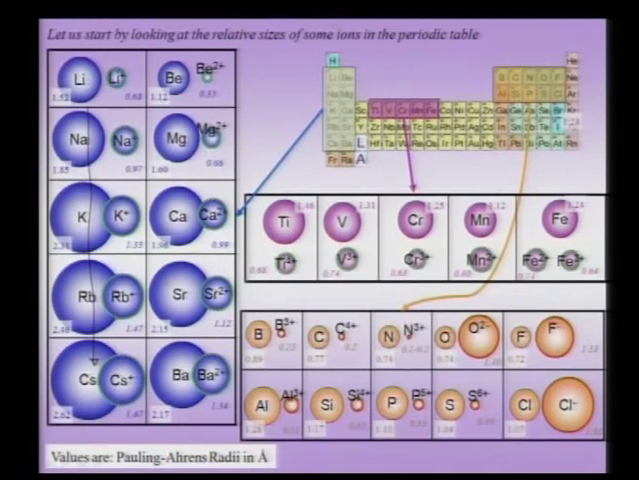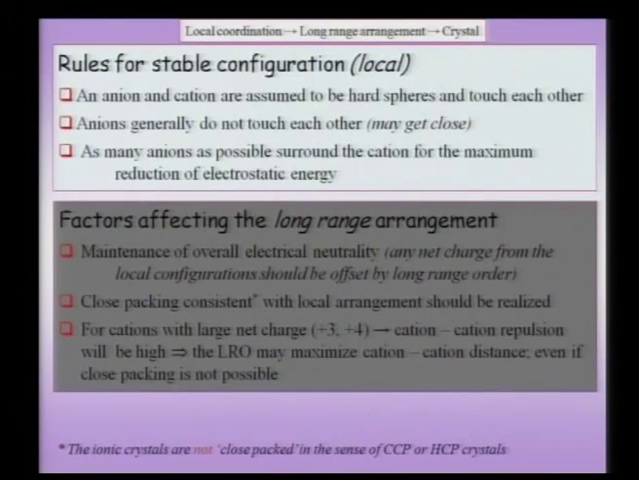The thing I primarily worry about when I am talking about two ions forming an ionic crystal is the relative sizes of the anion and the cation, and this will become clear when I try to elucidate the rules which govern the formation of the ionic crystals. As I pointed out, when I am talking about ionic crystals, I first worry about the local coordination, and then I take up the long range arrangement, which gives me a crystal.